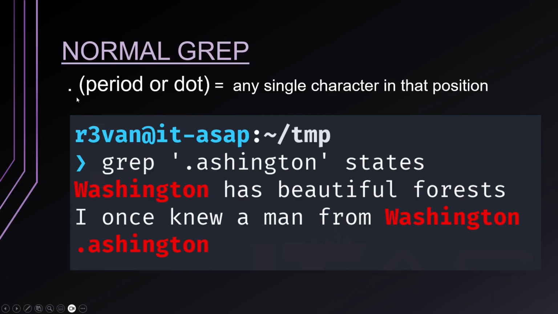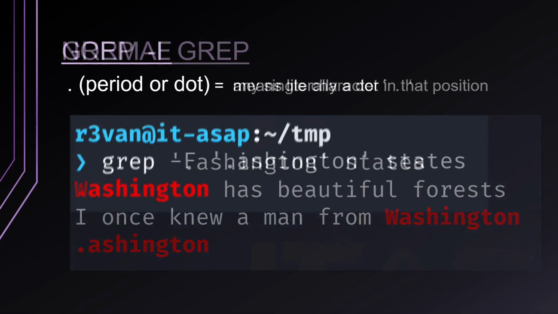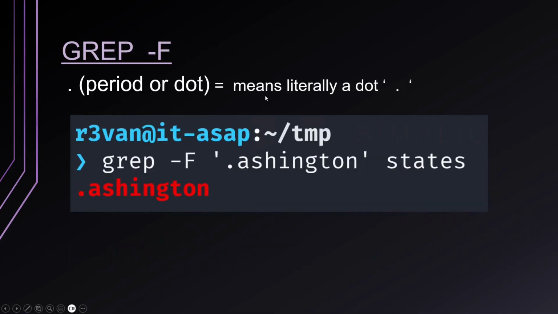In normal grep, the period or dot is interpreted as any single character in that position. So we have the dot here. The regular grep is considering that dot as a match on Washington here, and dot Washington here, because that dot stands for any character at that position. But if we go grep -F, the period or dot literally means a dot. It's a literal. So grep -F dot Washington in the states file will only return dot Washington in the states file.